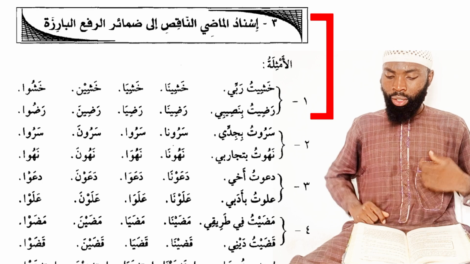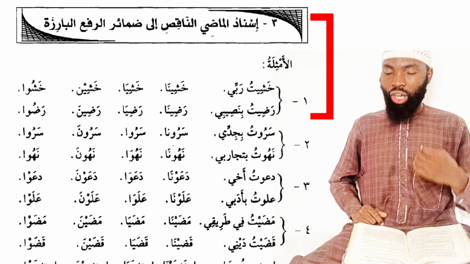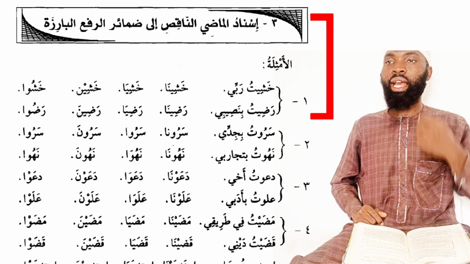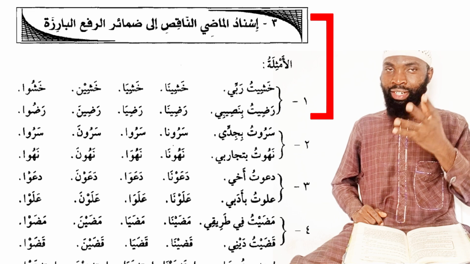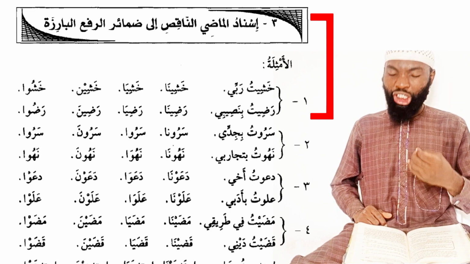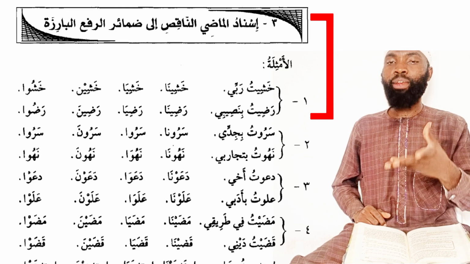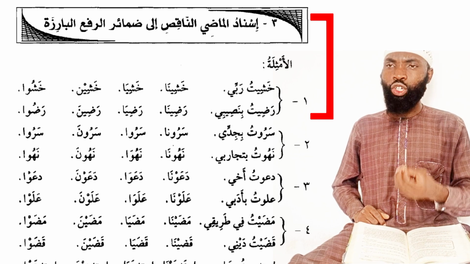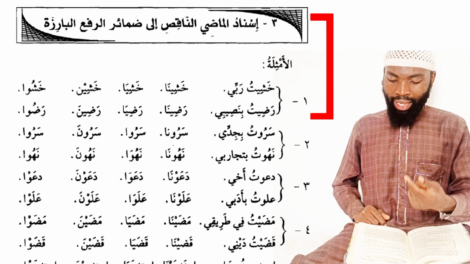Then we have Khoshina, we fear. You can see the na is simply attached to it this way. Then we have Khoshina, meaning the females, they fear. Then Khoshu, they all fear.